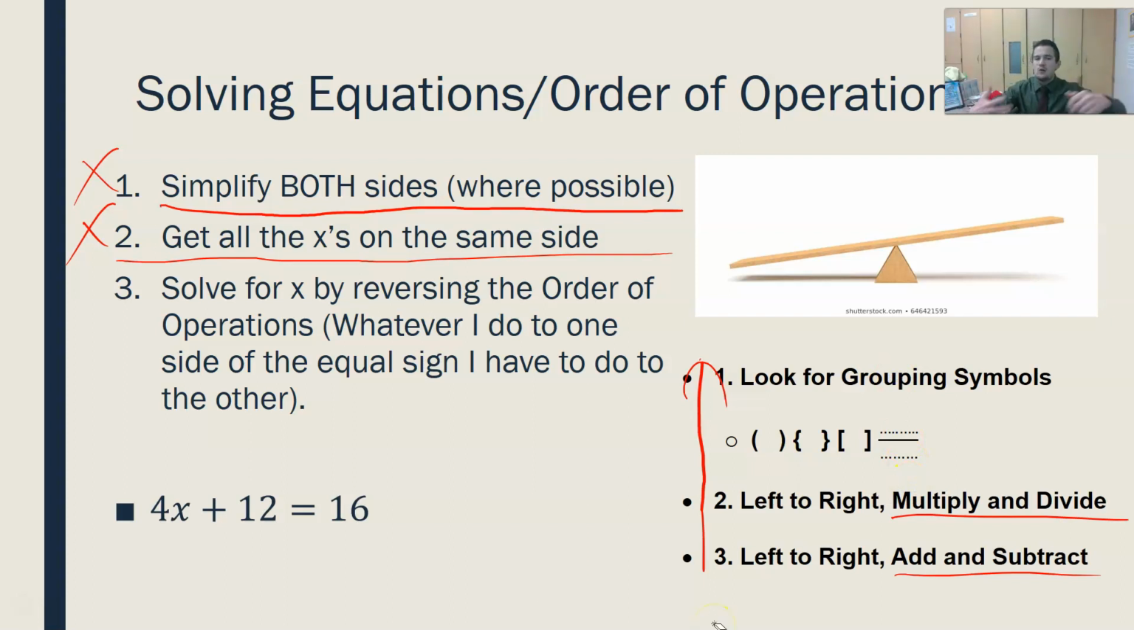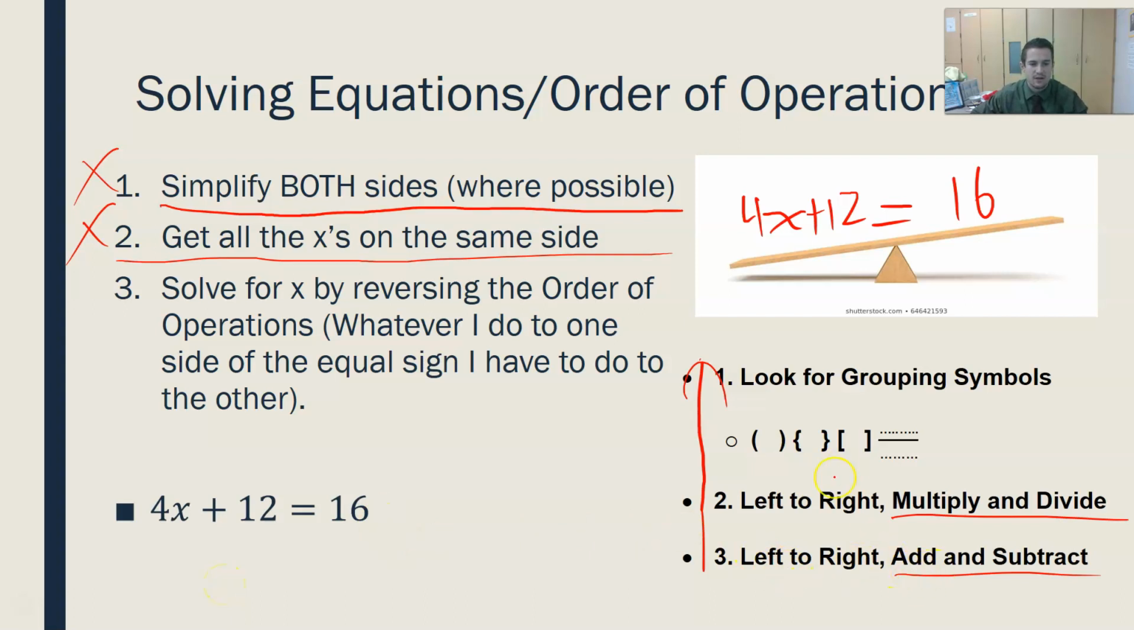So keep in mind, an equation is kind of like a teeter-totter or a balance. I have some stuff on one side, and it has to stay equal to the stuff on the other side so it stays balanced. So, for example, in this equation right here, I have 4x plus 12 equals 16. So I need to get x by itself.